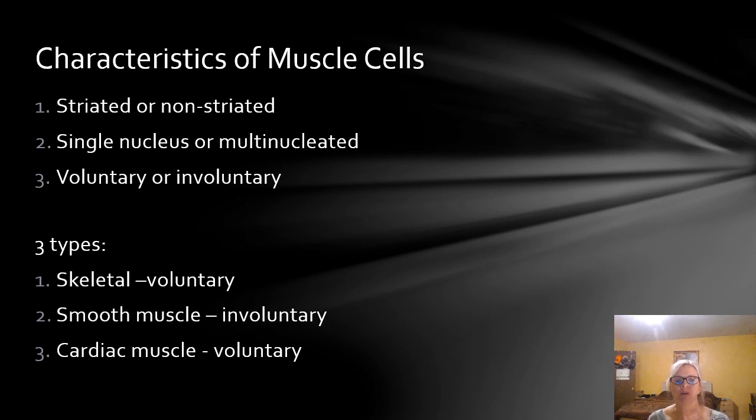Then we have smooth muscle, which is involuntary. And this is going to be in places like your intestine. And then cardiac muscle, which is also involuntary. That's a typo there, so you should have an I in involuntary, all right?